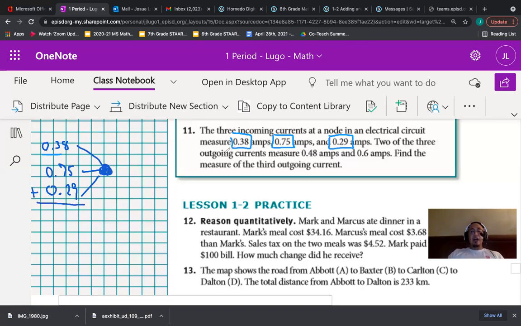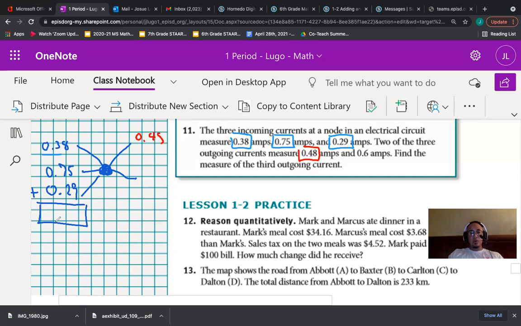Now, coming out of the node, you should have the same amount of current as what is going in. So whatever the total is will also come out, but it's coming out in 3 different directions. And in one of those, we have 48 amps or 48 hundredths amps. So 48.